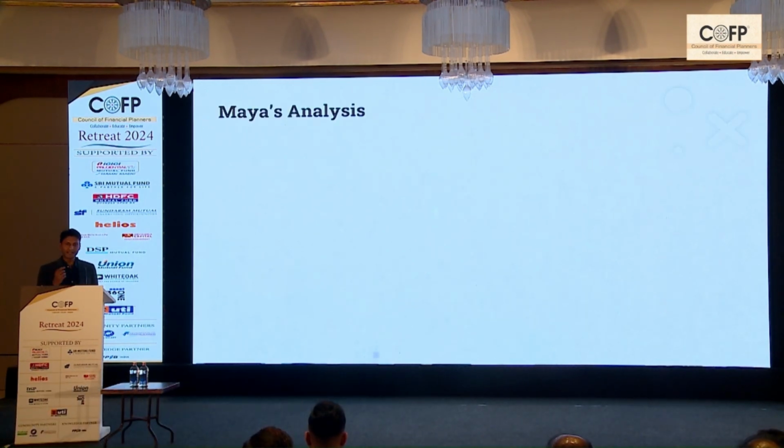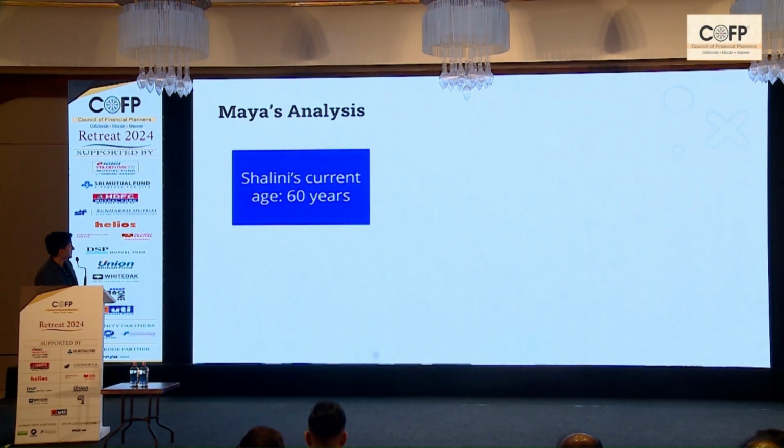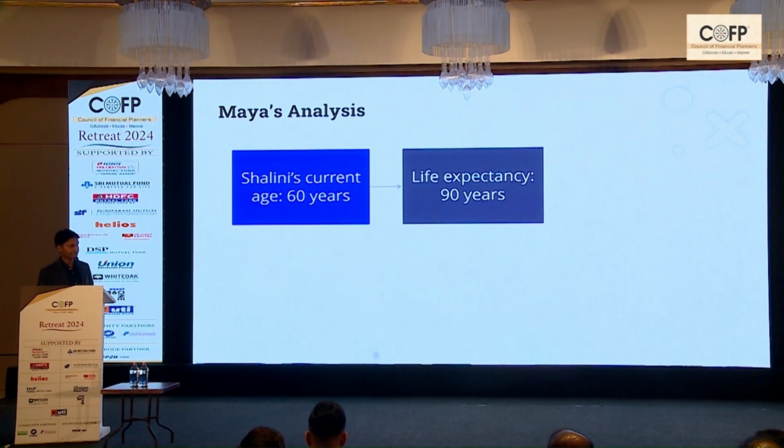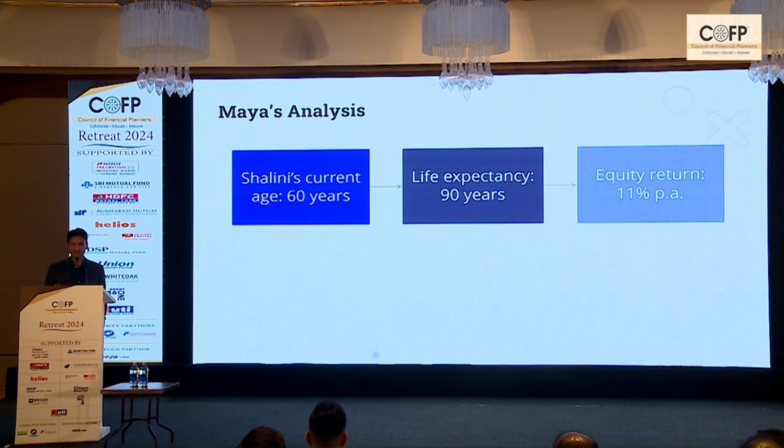So this is the analysis that Maya does for Shalini. Shalini's current age is 60, and life expectancy is 90. She assumes an equity return of 11%, which is very conservative because we are talking about the year 1996. When Maya was drafting Shalini's plan, equities were giving much better returns. If you look at the CAGR, we're talking about 15 to 20%.